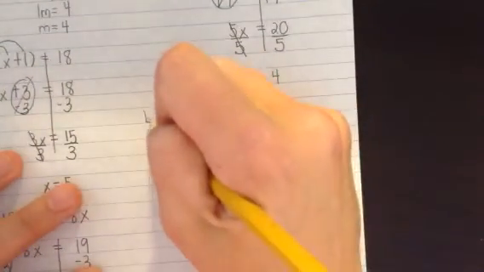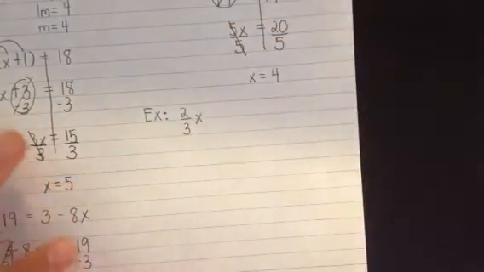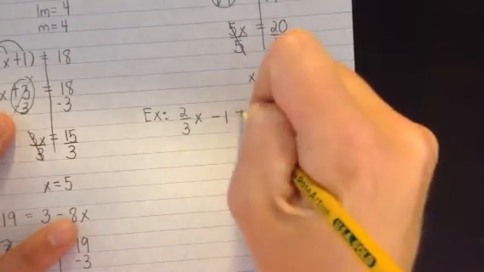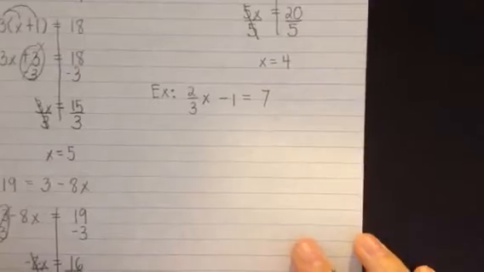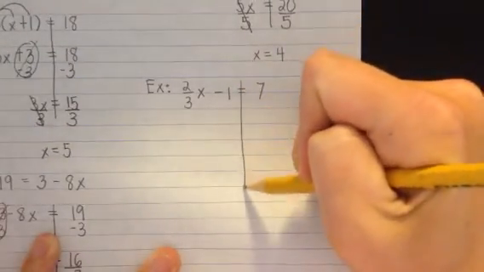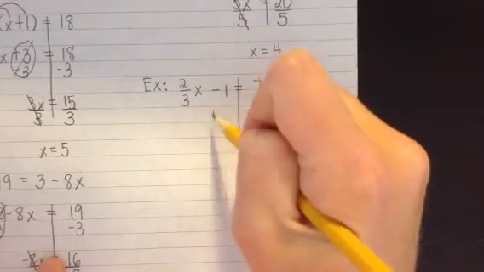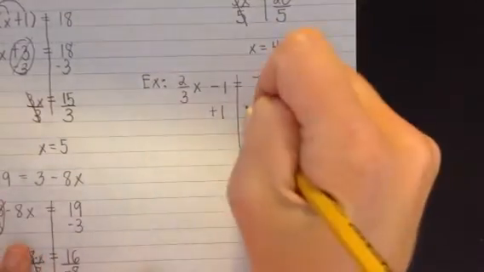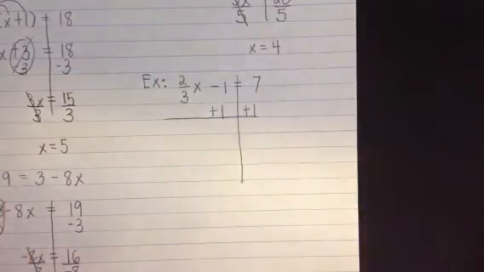Let's look at another example, something a little bit different. 2/3 x, so we're working with a fraction, minus 1 equals 7. Okay, still going to handle it in the same fashion. Still going to draw my line to make sure I stay organized. So still going to do the add or subtract first. So add 1 to get rid of the minus 1. So add 1 to both sides.